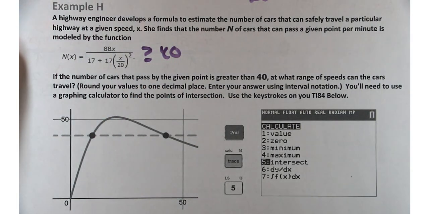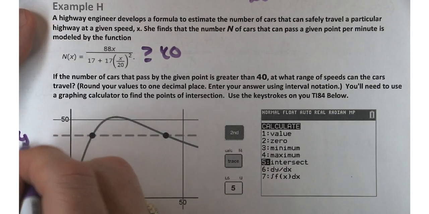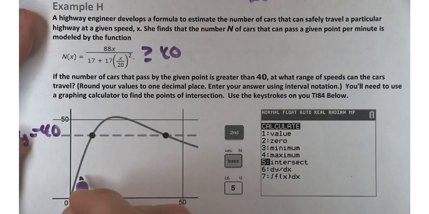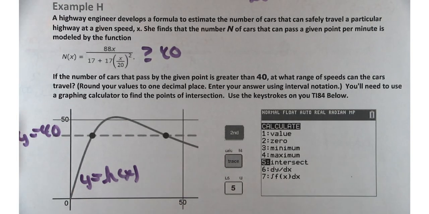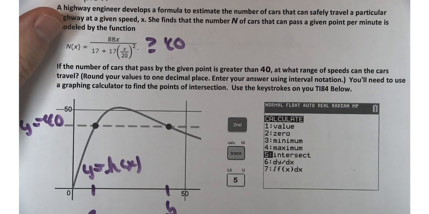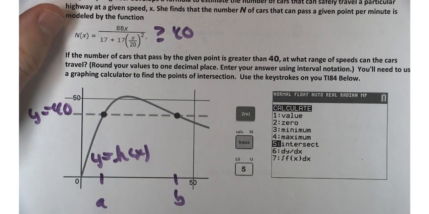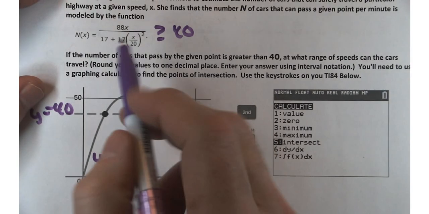So what we're going to do is we're going to graph two things. We're going to graph this, y equals 40, and this is y equals h of x. Let me call these points A and B. Where is the graph of h greater than the graph of 40? In other words, where is this going to be true?